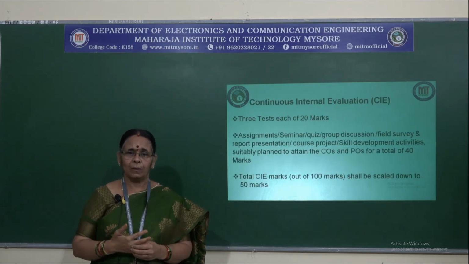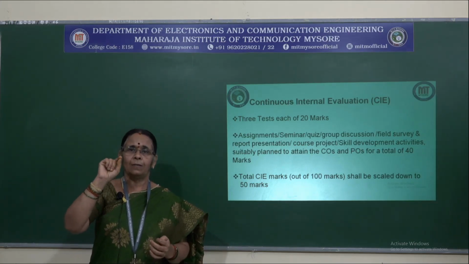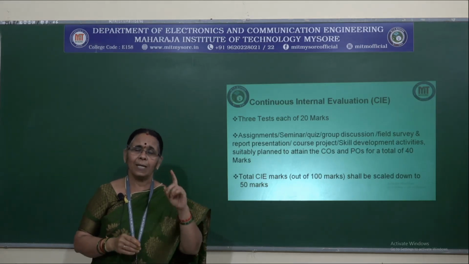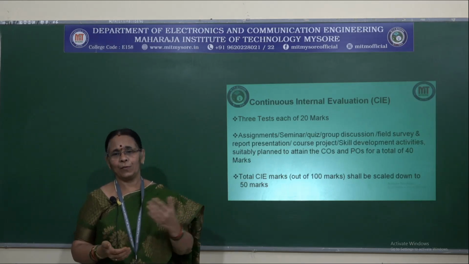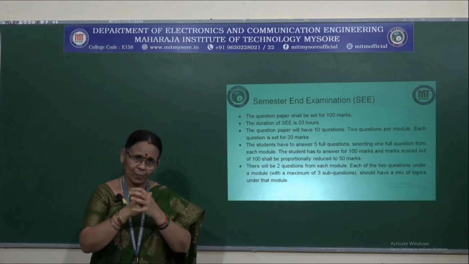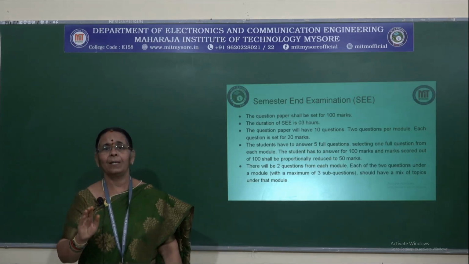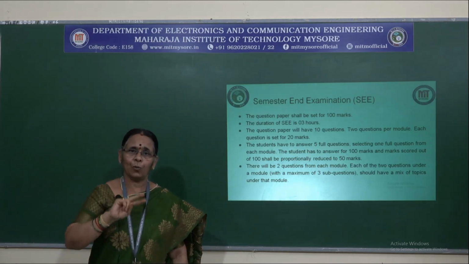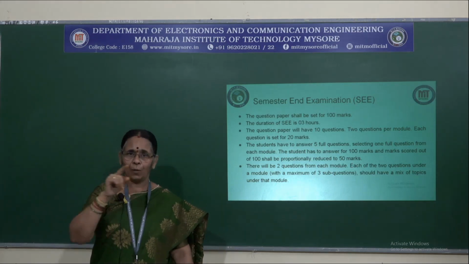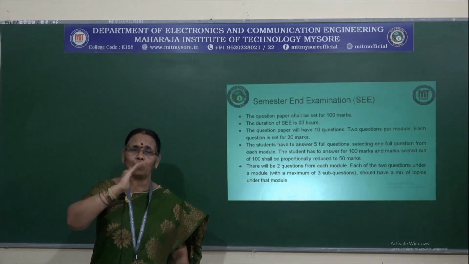Then coming to the SEE, that is the final examination, the semester end examination. It will be conducted at the end of your semester for 100 marks. Since there are 5 modules, you get questions from each module. There are 2 questions from each module, question 1 and question 2 under module 1. Each question is for 20 marks. You have to choose either 1 or 2.